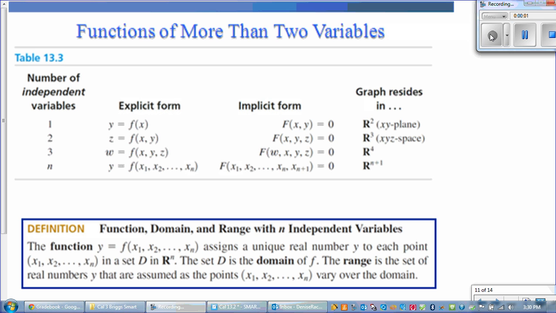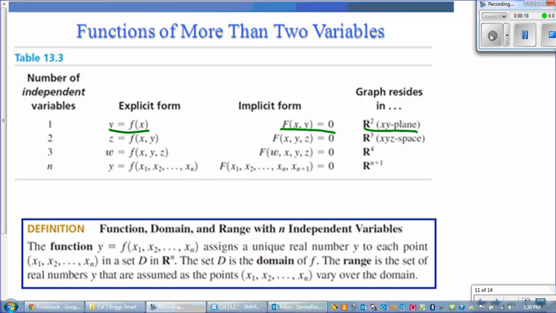We can look at functions of more than two variables. Remember, in a function that had one independent variable, we wrote y equal to f of x, or the implicit form was a function of x and y equal to 0. That was actually a graph in the xy plane.